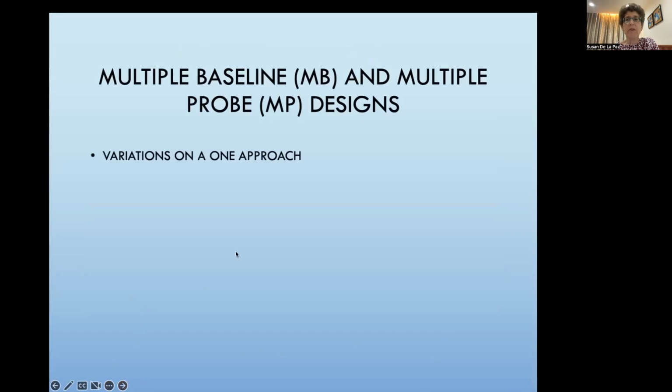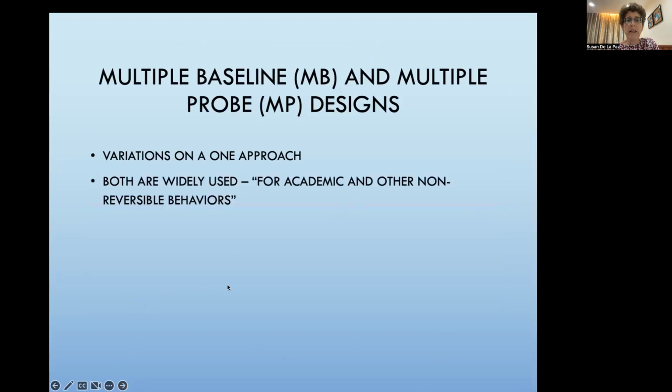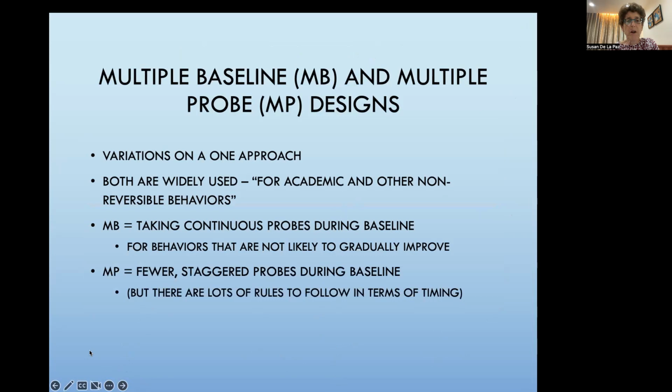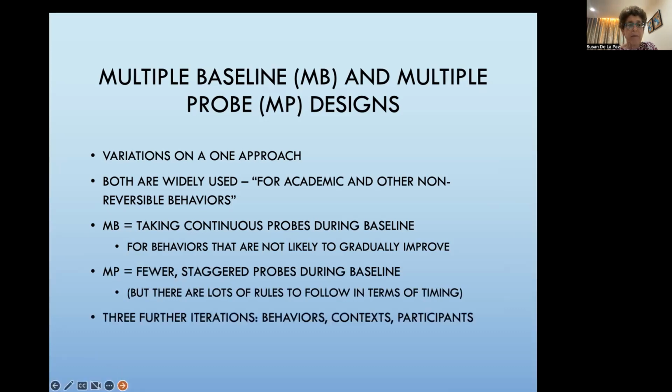So these are variations on one approach. Both are widely used for academic and other non-reversible behaviors. Multiple baseline means taking continuous probes during baseline for behaviors that are not likely to gradually improve. Multiple probe uses fewer staggered probes during baseline, but there are lots of rules to follow in terms of timing. There are three further iterations: you can have tiers across behaviors, contexts, or participants.